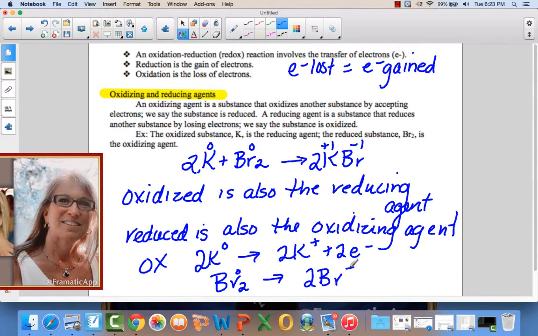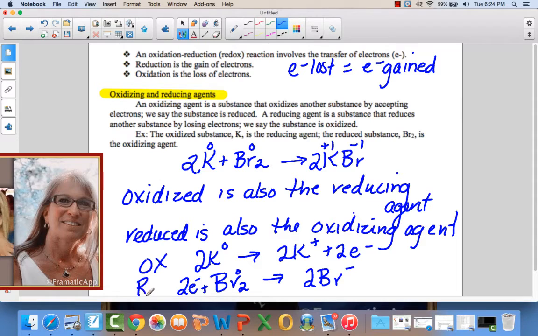So 2 times a negative 1 is a negative 2, so I need to add 2 electrons to the left side here. So negative 2 versus negative 2. So here the Br is reduced, and I know it sounds like an oxymoron, but it's reduced and it gained electrons. We know it gained because it's on the left side of the equation. So now here's the trick.